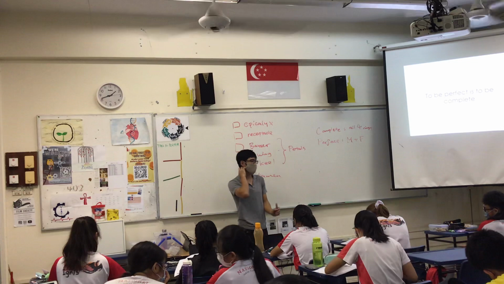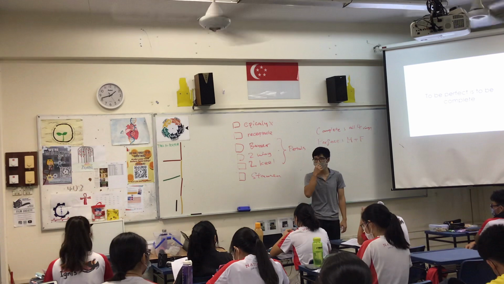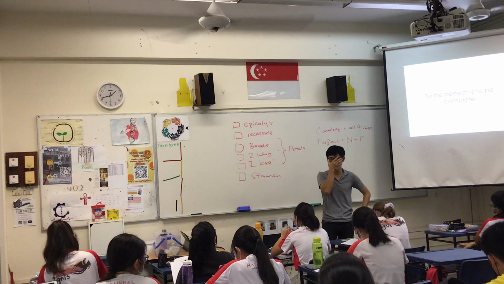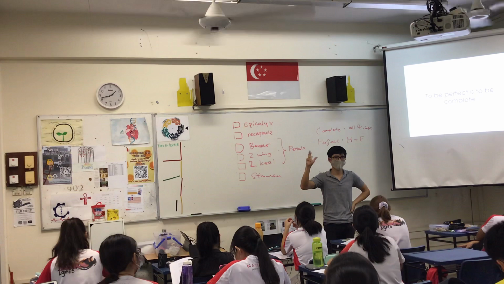So the definition is, a complete flower has all four rings, all four parts. A perfect flower must have male and female parts. That's all to the definition of it. So to be perfect is to be complete: is that true or false? You say it's true. Some say it's false.